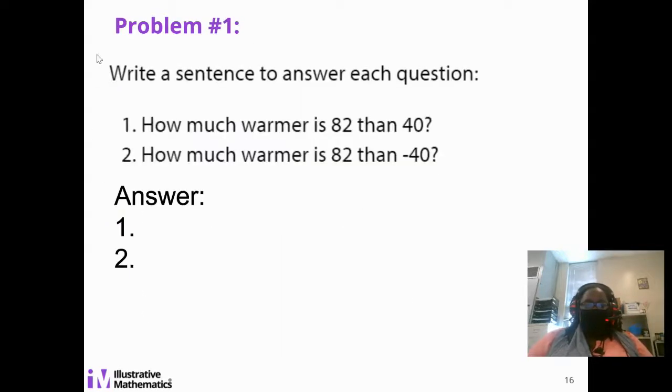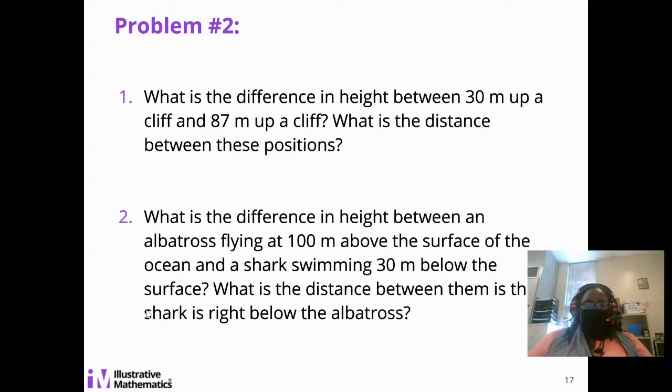So here it says, write a sentence to answer each of these questions. How much warmer is 82 than 40? How much warmer is 82 than -40? I would just write my answer in sentence form. Problem 2, it said, what is the difference in heights between 30 meters up a cliff and 80 meters up a cliff? So remember, difference means you're subtracting. And then what is the distance between these positions? You're going to take the absolute value of 30 minus 80.